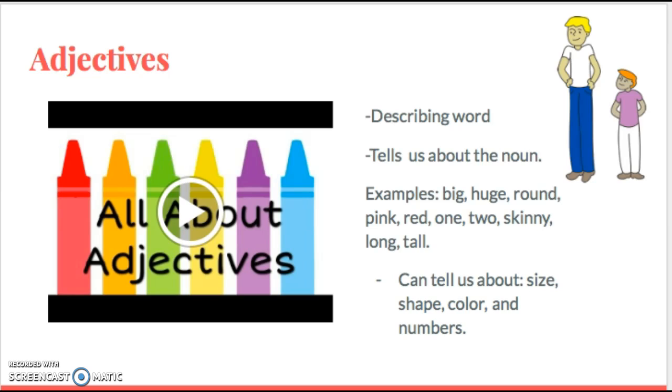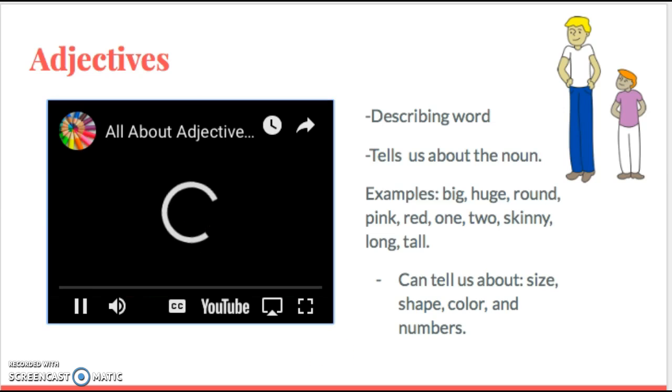Lastly, we'll be talking about adjectives. So these are phrases that describe what's happening in the sentence. They usually tell us about the noun. They tell us about size, shape, color, and numbers. So some examples would be big, huge, round, pink, red, 1, 2, skinny, long, or tall. And here's a video to go along with it.